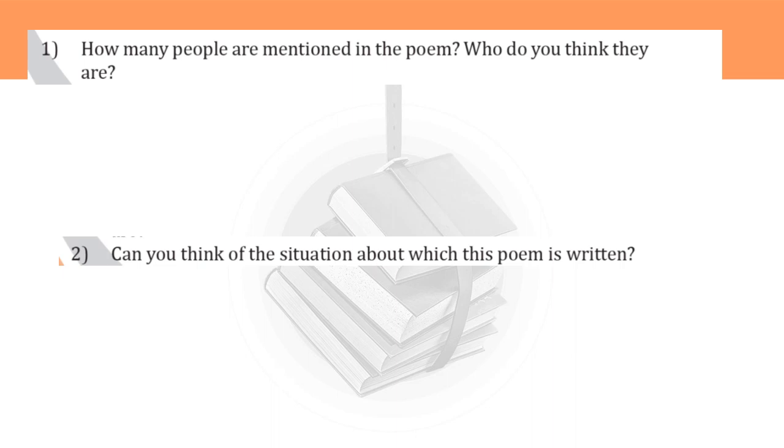How many people are mentioned in the poem? Who do you think they are? Right. எத்தனை ஆட்கள் இதுல poemல இருக்குது? He யும் She யும் என்ன, அவன் and அவள். அப்ப two people are mentioned in the poem. Can you think of the situation about which this poem is written?